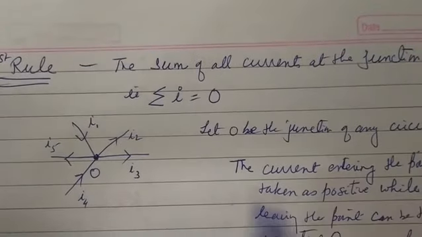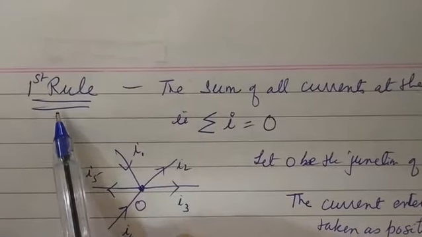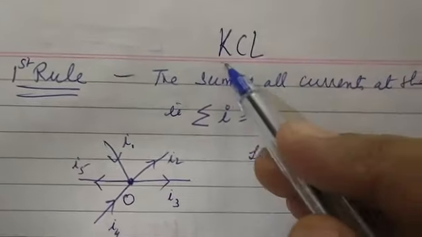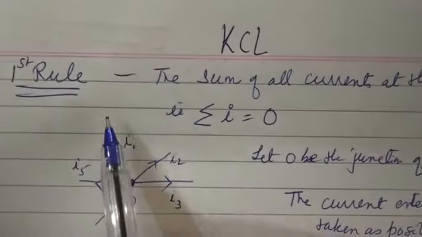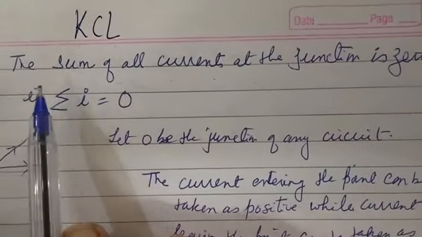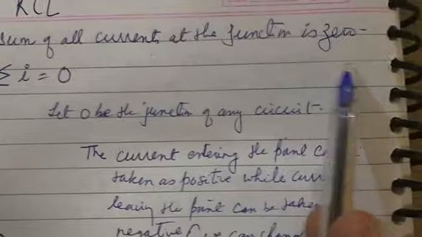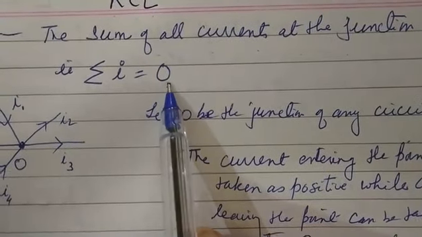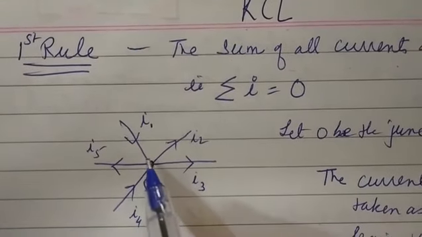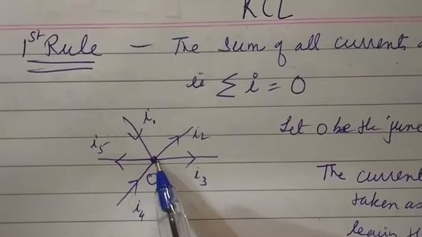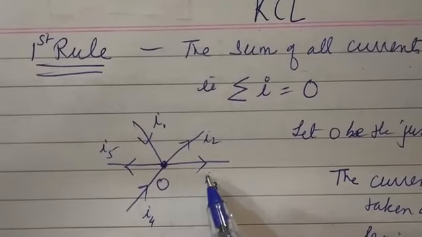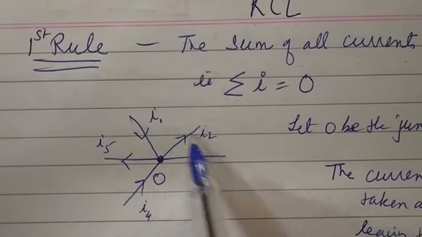Now the first rule. What is Kirchhoff's first rule? This rule is also known as KCL, Kirchhoff's current law. The first law says the sum of all the currents at a junction is 0. Summation I is equal to 0. Now suppose O is the junction, because how many lines are meeting here? 1, 2, 3, 4, 5. So point O is a junction. The sum of all the currents I1, I2, I3, I4, I5 will be equal to 0.